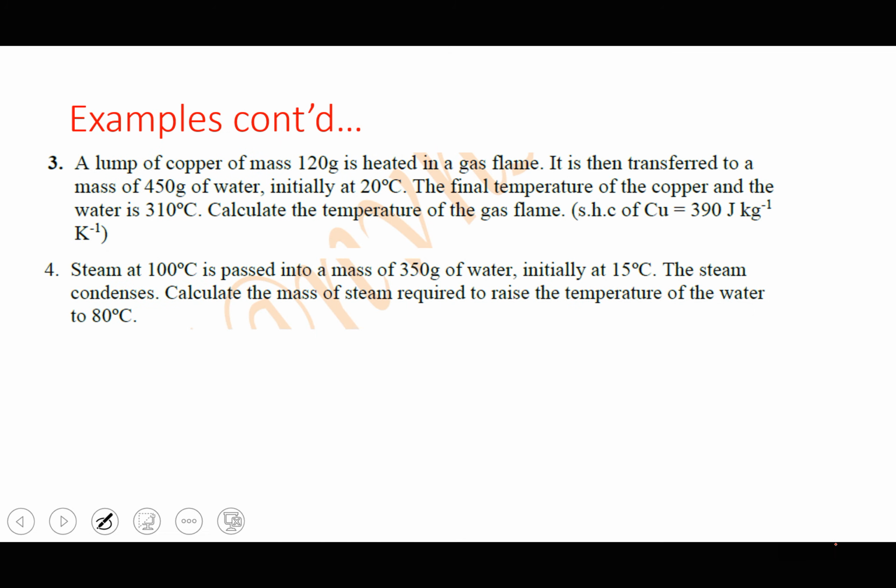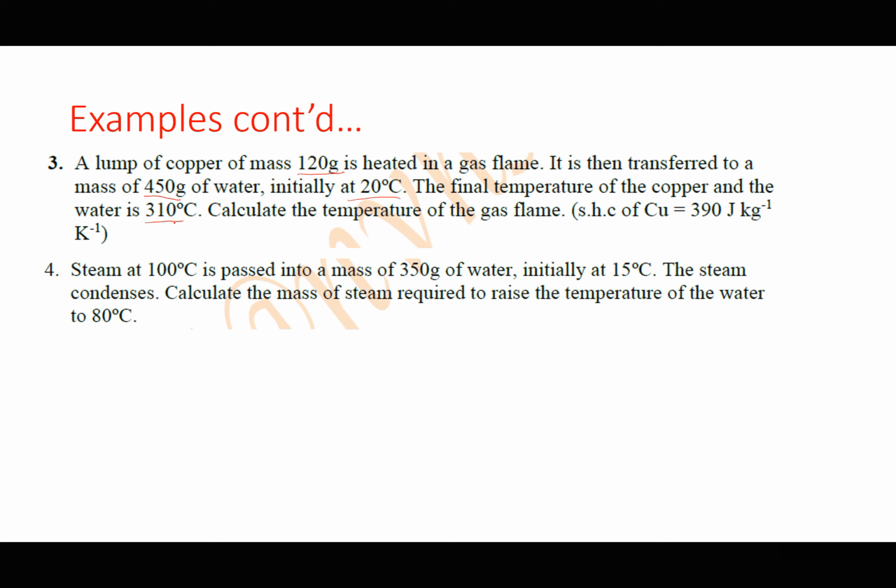Example number 3 and 4. So a lump of copper of mass 120 grams is heated in a gas flame. It is then transferred to a mass of 450 grams of water, initially at 20 degrees Celsius. So you are going to notice copper is at a high temperature. The final temperature of the copper and the water is 310 degrees Celsius. So the final temperature is 310, the final temperature of the mixture.